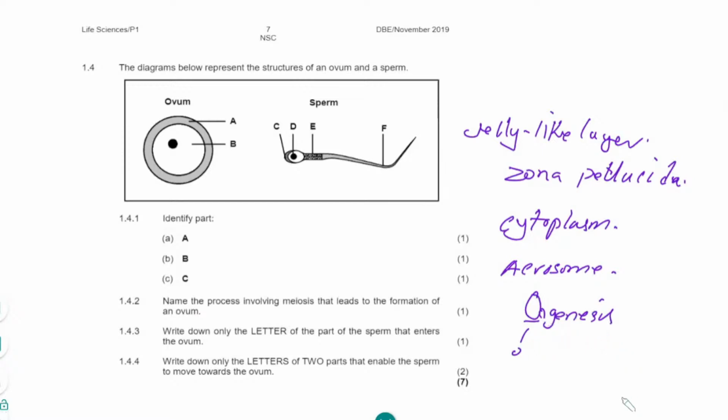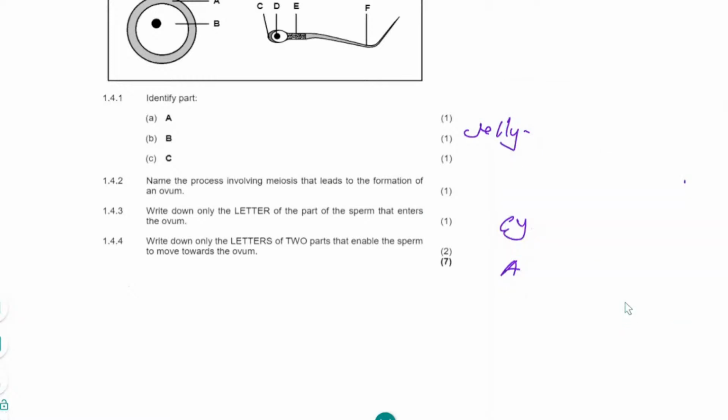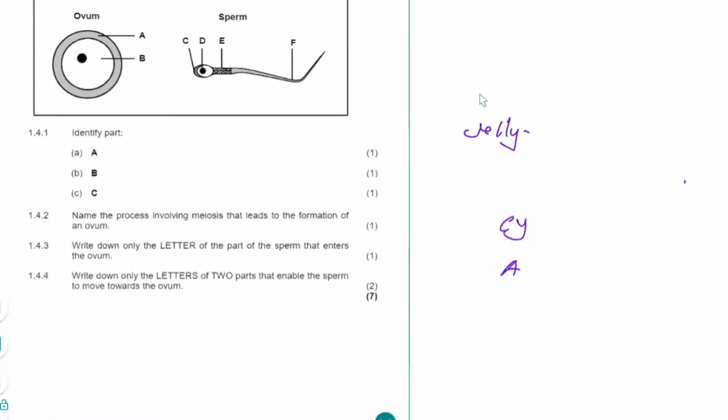Then they are saying to write down only the letter of the part of the sperm that enters the ovum. It is only one part. Remember, it's the head, but not all of the head will enter the ovum. So which part of the sperm will enter the ovum?